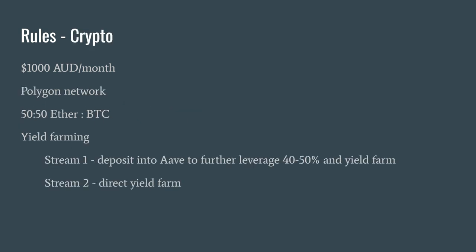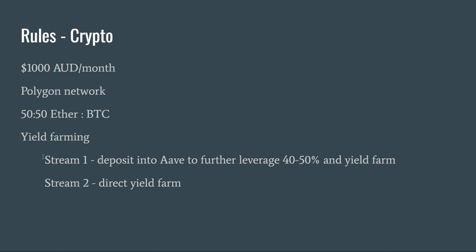The crypto side of things was going to be a bit more in depth. Again, I was going to put in 1,000 Australian dollars a month. I was going to use the Polygon network to purchase my crypto, just because the transaction fees are practically free there. I was going to purchase 50-50 Ether versus Bitcoin, and then I was going to not just leave it there, but I was going to yield farm as well, because that seems to be all the rage in cryptocurrency, decentralized finance or DeFi right now.